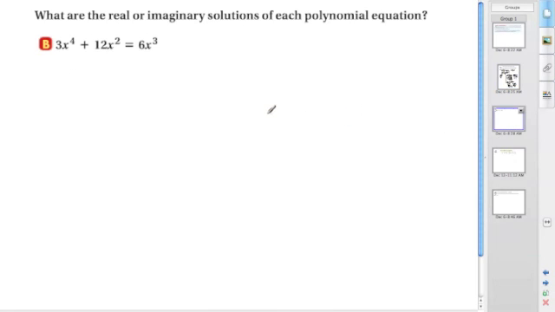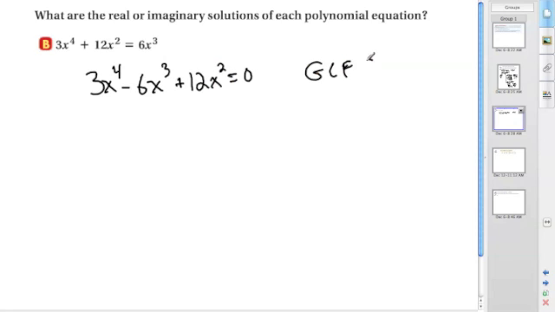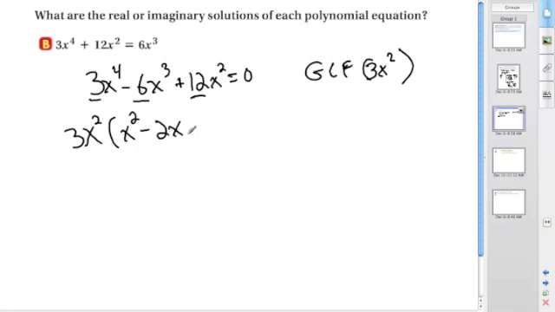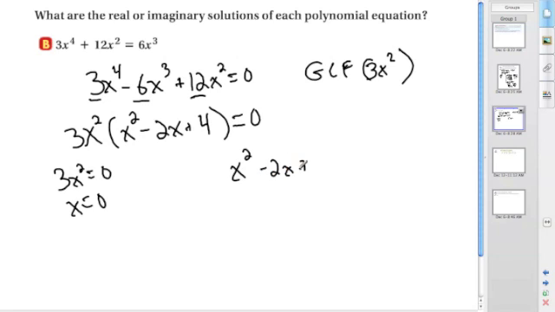Here's another one. What are the real and imaginary solutions for the polynomial equation? So we have to set it equal to 0. So I'm going to have 3x to the fourth minus 6x to the third plus 12x squared equals 0. GCF is x squared. So it's 3x squared, because I know that 3 goes into both 6 and 12. So pull out the 3x squared, and I get x squared minus 2x plus 4 equal to 0. So we set 3x squared equal to 0. So x equals 0 in this case. Then x squared minus 2x plus 4 equals 0.